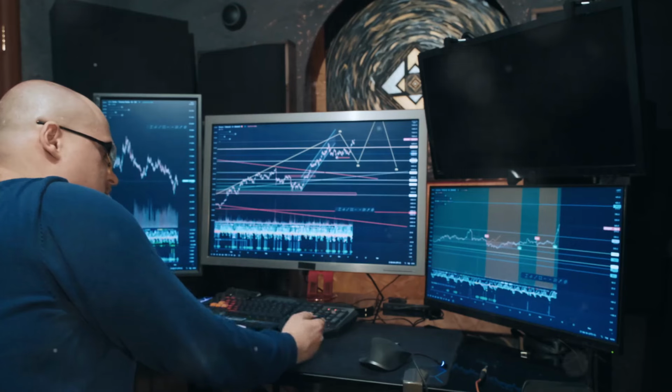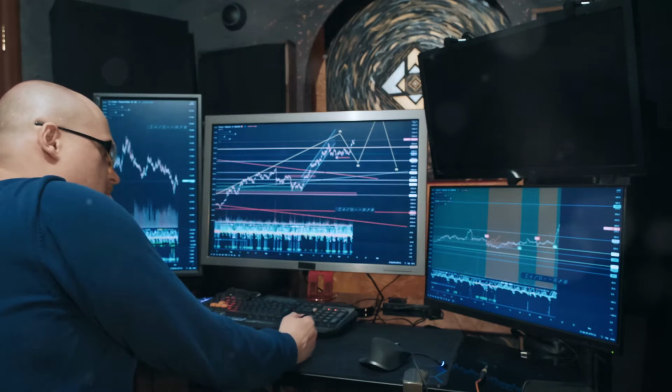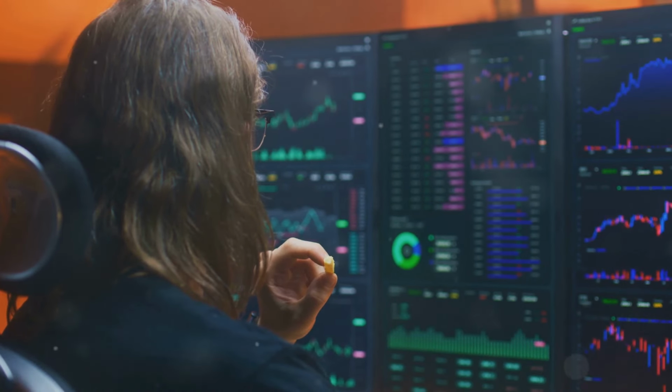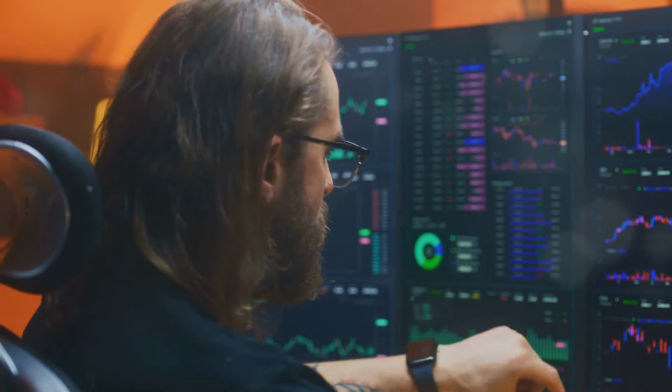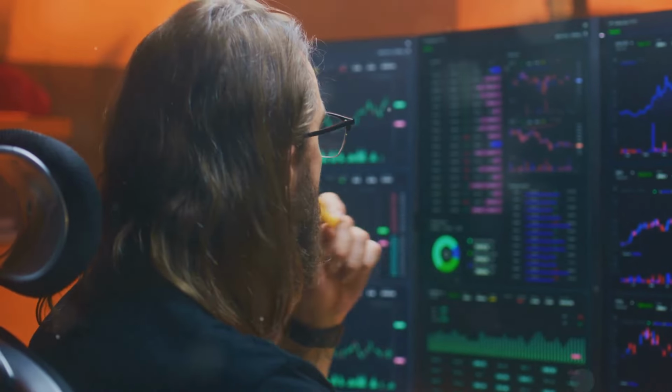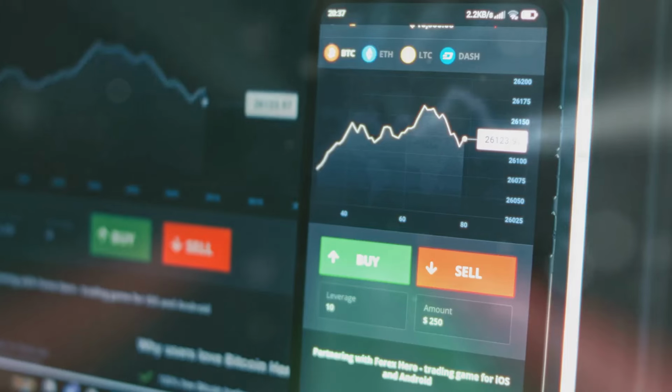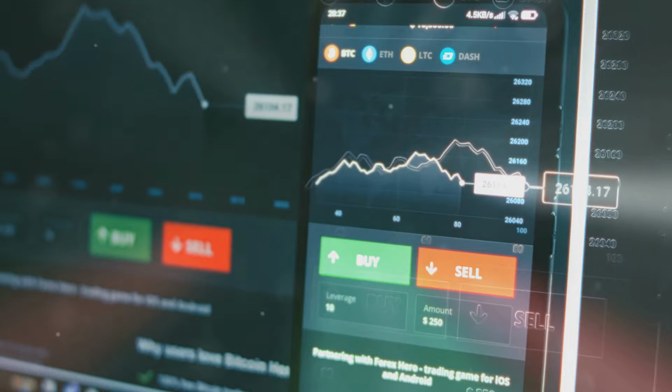Section 4. Risks involved: high stakes, small account. Trading with a $10 account carries significant risks due to the limited capital and the potential for amplified losses through leverage. One major risk is the high probability of margin calls.